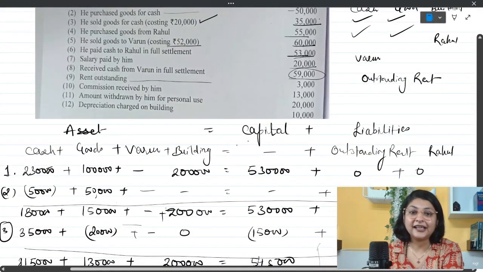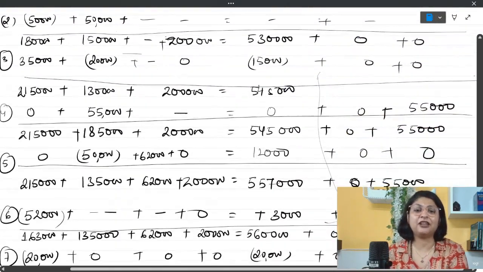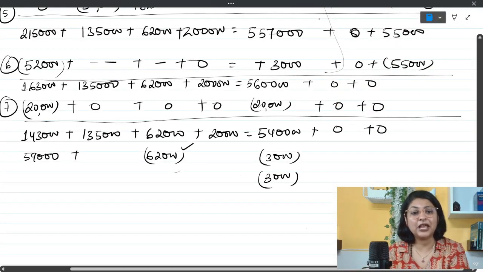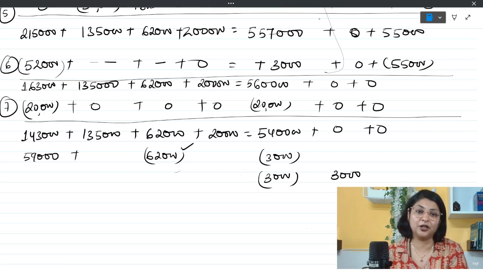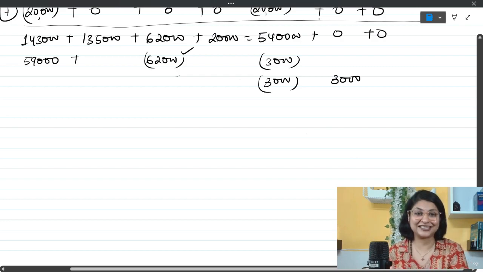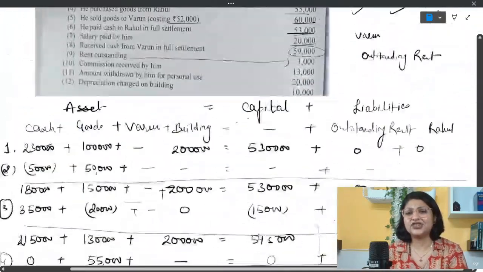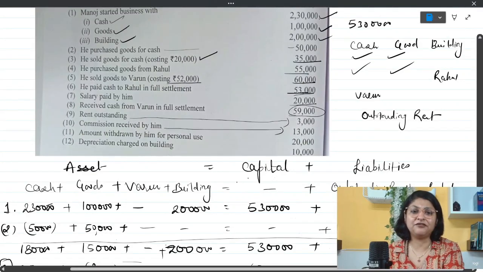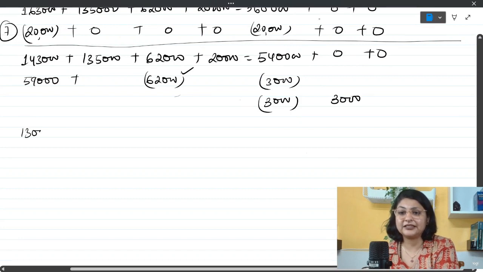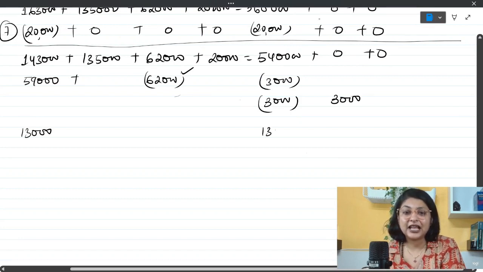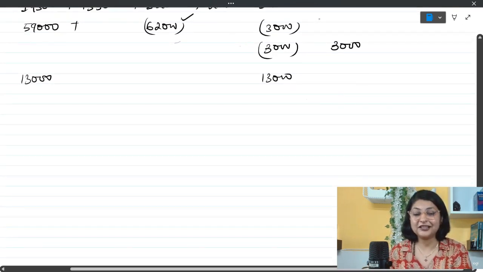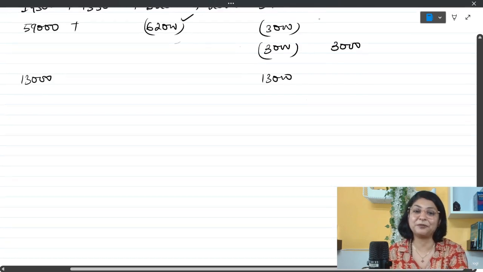Now let's see the another transaction. It says rent outstanding. So outstanding rent will have no impact on cash. It will be deducted from capital and it will be added to the outstanding rent column. Whenever there is outstanding rent, a liability has to be created, which we had learned in the previous class. Now next transaction talks about commission received. No separate column will be made. Whenever any income is generated, it is simply added to cash and it is added to capital also. So no separate column for any kind of incomes, any kind of expense, etc.